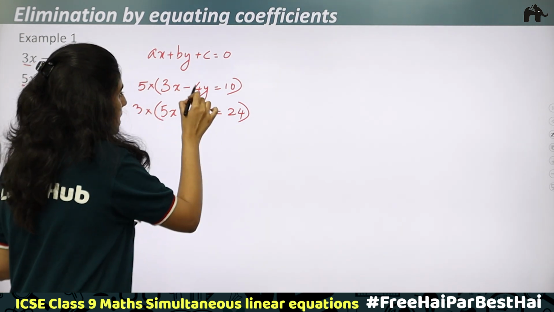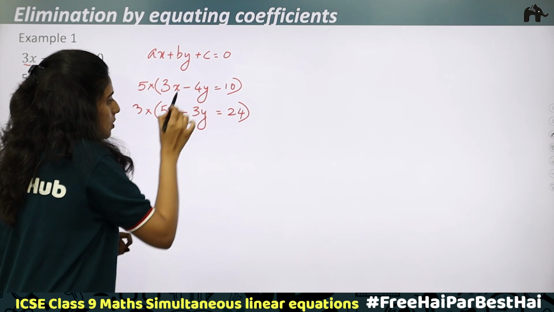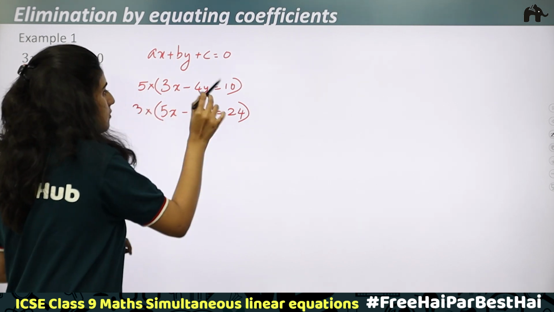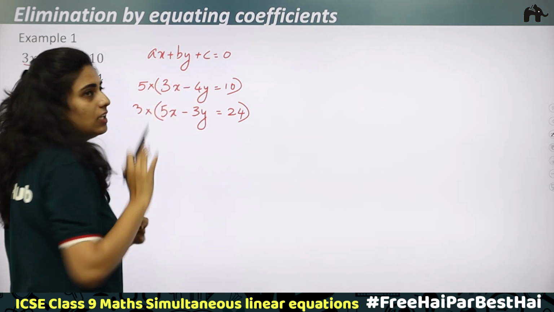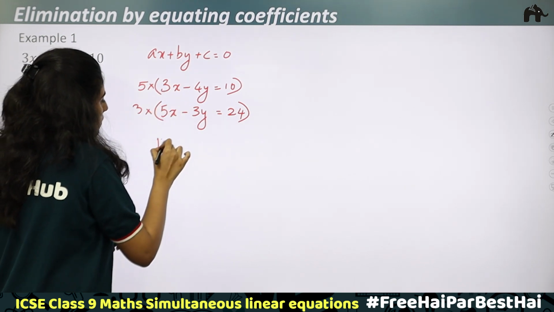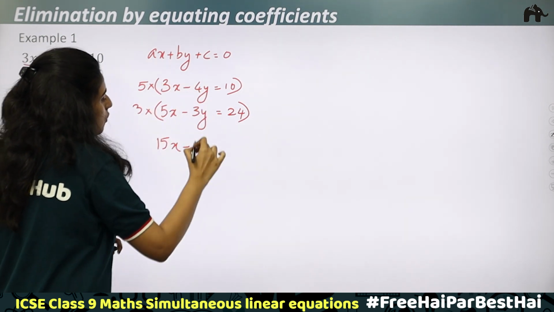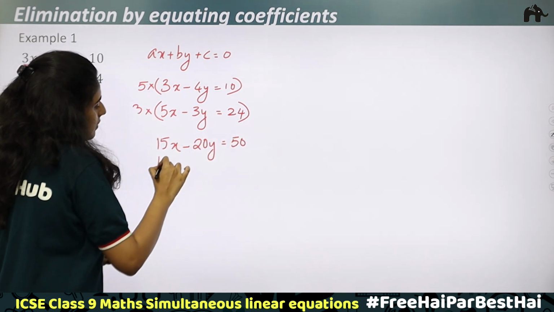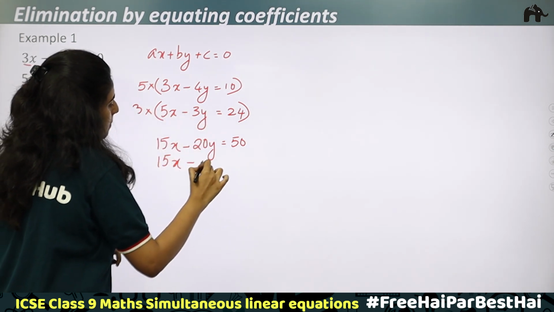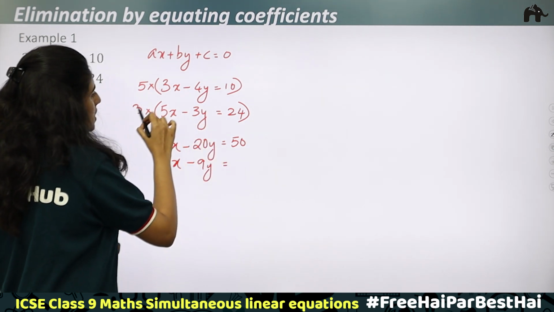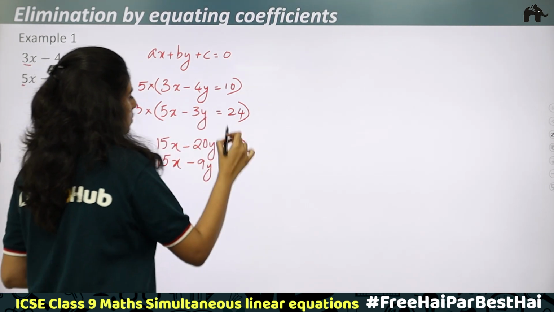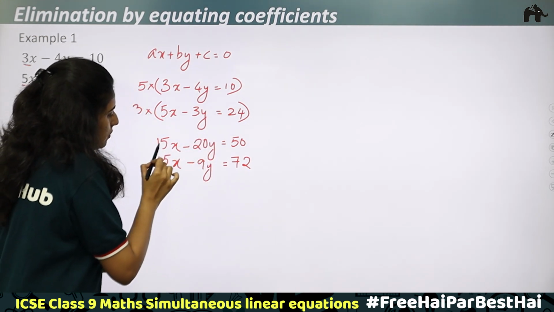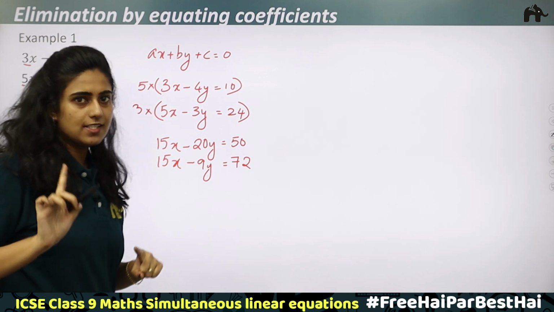The other method is multiplying the first equation by the coefficient of y in the second equation and the second equation by the coefficient of y in the first equation. Then what does the first equation change to? 5 into 3x is 15x, minus 5 into 4y is 20y, is equal to 50. The second equation: 3 into 5x is 15x, 3 into 3 is 9, minus 9y is equal to 3 into 24, which is 72. Now you can see the coefficient of x in the first and second equations are the same.